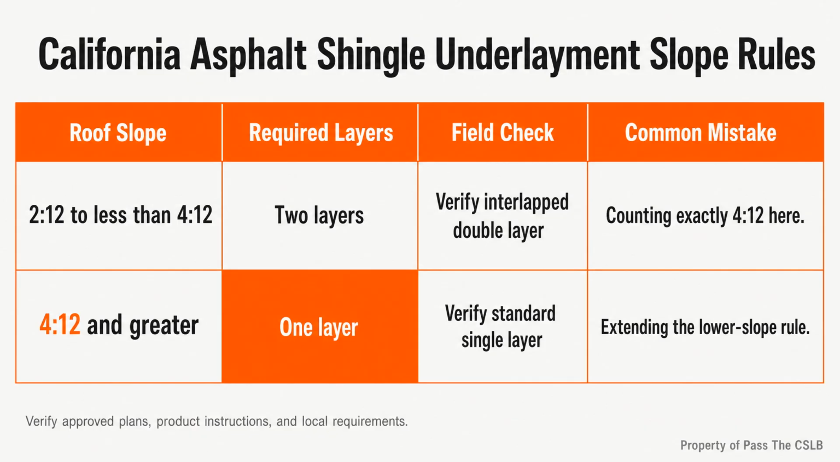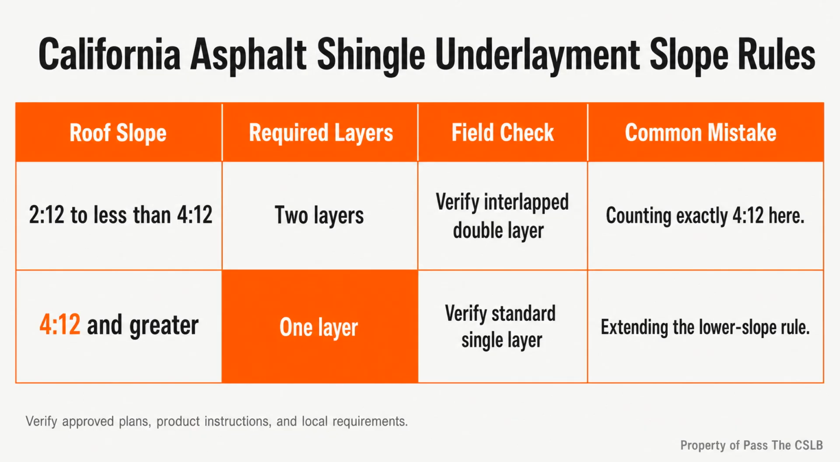Calling the lower slope assembly a double layer does not mean rolling one complete sheet over another complete sheet and hoping the result counts. The required application creates the 2-layer coverage through a specific interlapped pattern. At the eave, the installer begins with a strip that is 19 inches wide. The following courses use sheets that are 36 inches wide. Each full-width sheet overlaps the preceding sheet by 19 inches. That repeated overlap produces continuous 2-layer coverage as the work moves up the roof.